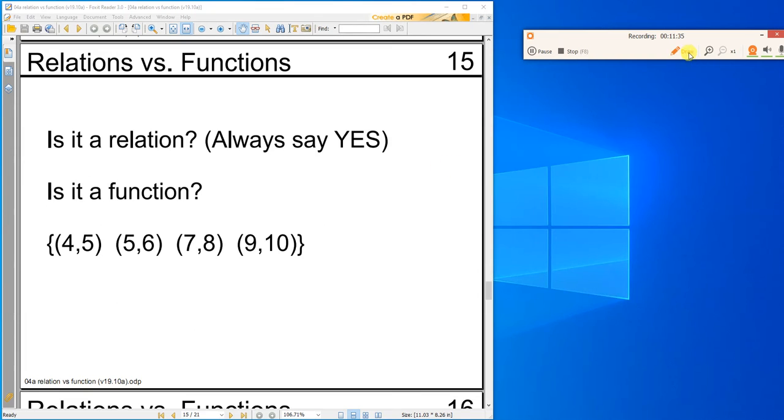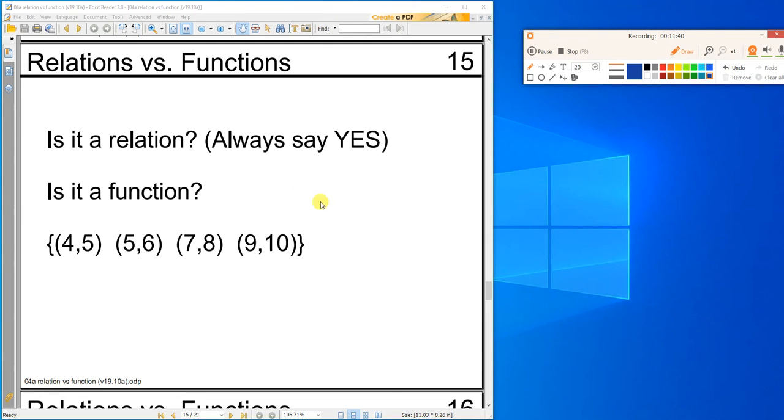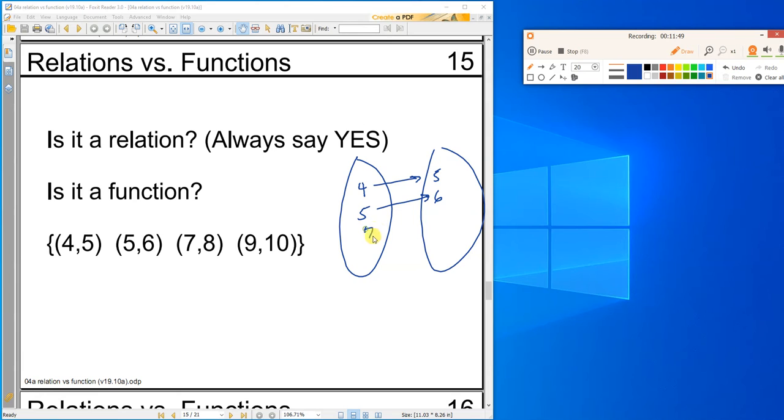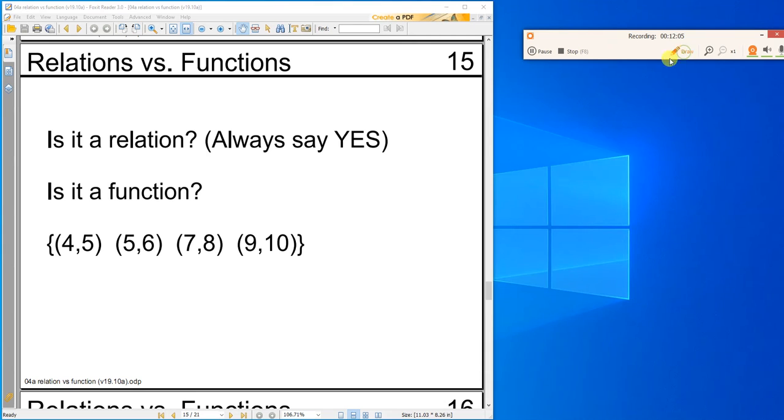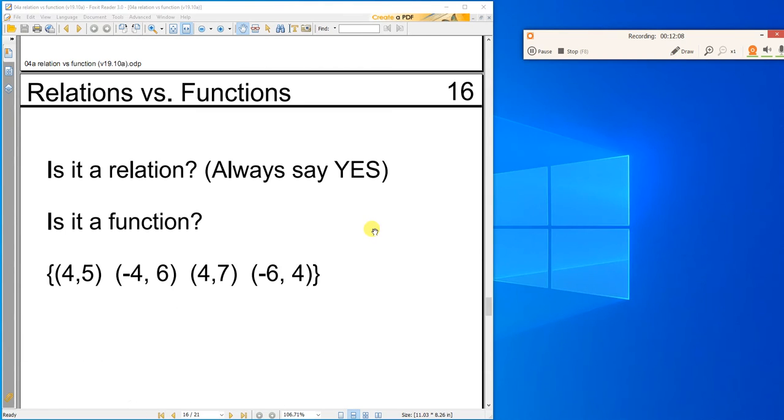Is this a function? This could be shown as a mapping diagram. I could absolutely draw it like this, and I could go 4 takes the 5. 5 takes the 6. 7 takes the 8. And 9 takes the 10. I could totally draw a mapping diagram out for everything, but I can just look at it. 4 takes the 5, 5 takes the 6, 7 takes an 8, 9 takes the 10. Yes, this is a function. Is it a relation? Yes, it's a relation.